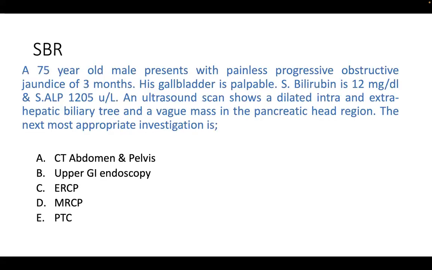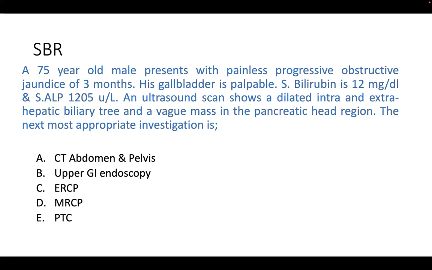Then this is an SPR that was also given in the lecture. A 75-year-old male presents with painless progressive obstructive jaundice of 3 months. His gallbladder is palpable, serum bilirubin is 12, and ALT levels are 1205. Ultrasound scan shows a dilated intra and extrahepatic biliary tree and a vague mass in the pancreatic head region. The most appropriate investigation is: CT abdomen, upper GI endoscopy, ERCP, MRCP, PTC.